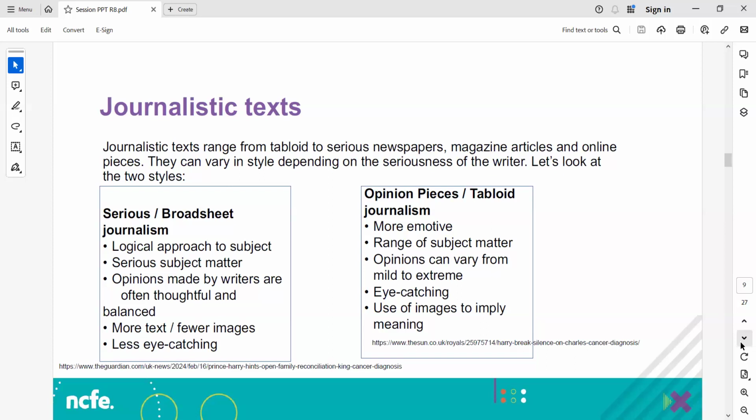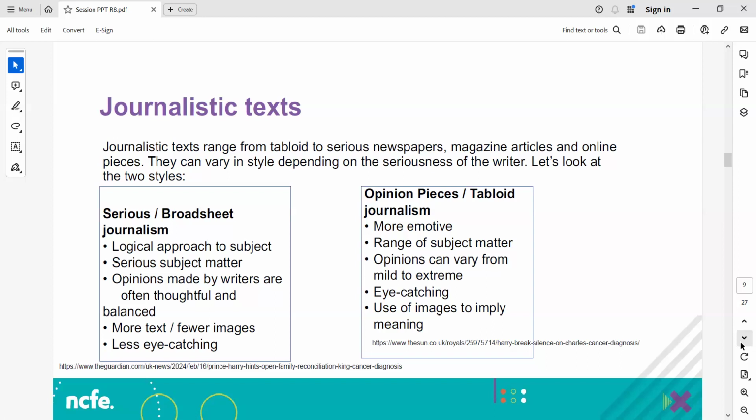There's a lot more text and fewer images, and where there are images, they take up less space on the page. So ultimately, it's less eye-catching. And if we look at tabloid journalism, it's more emotive. So the language used will be more dramatic, more extreme. They want to engage people with the dramatic, sometimes shocking language to draw people in and want them to read that story.